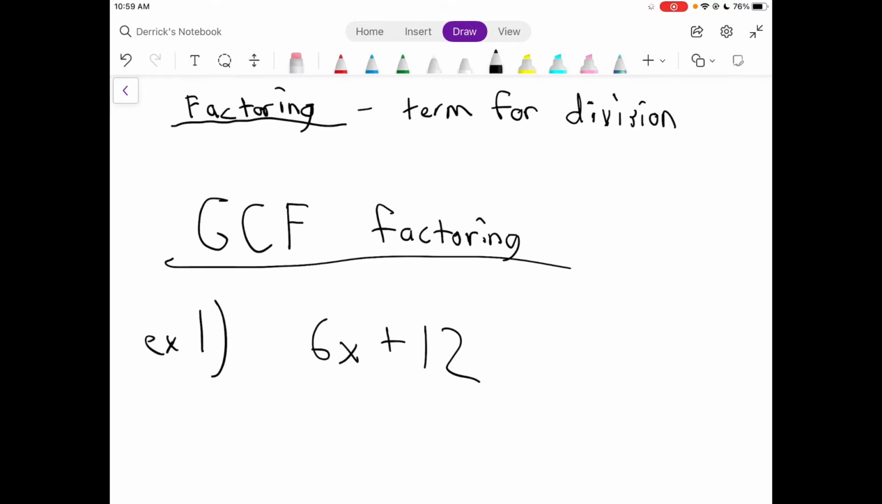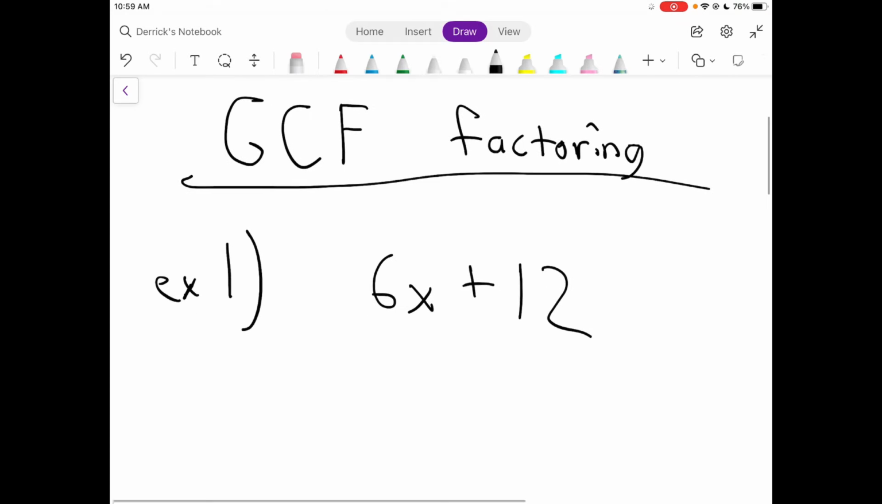More specifically today, when we are talking about GCF factoring, what that means is, when we say greatest common factor, we are going to be given expressions that have multiple terms. What we're going to want to do is look at each term and see what, if anything, we can divide every term by, what the greatest thing is that we can divide every term by.